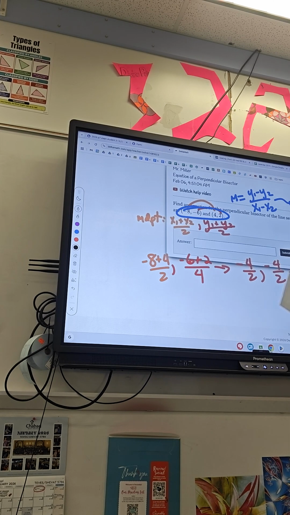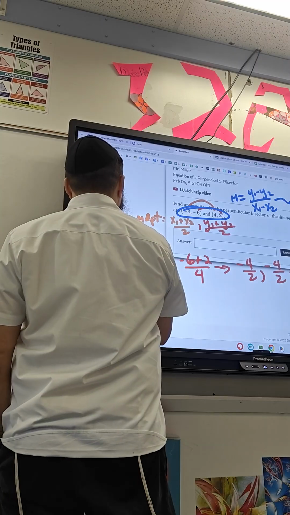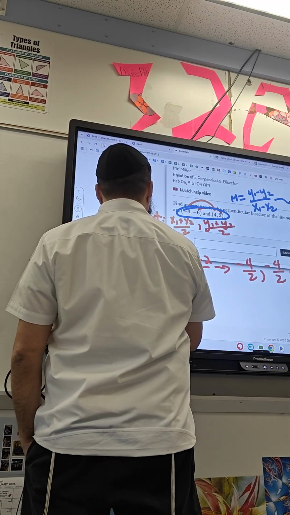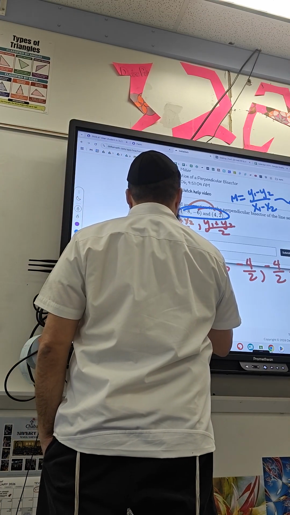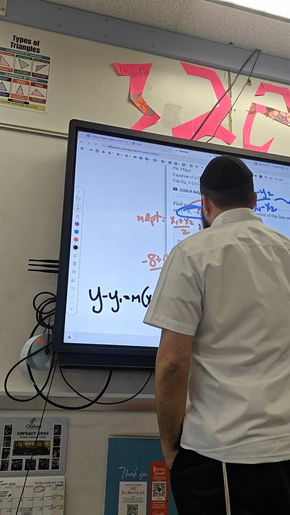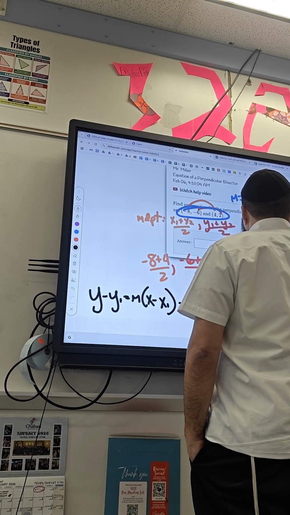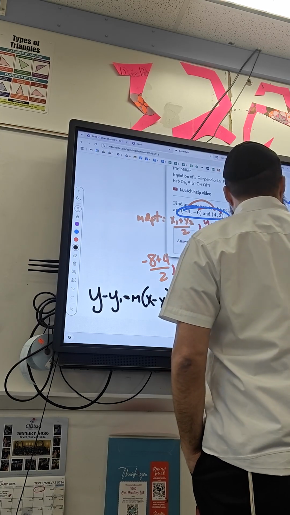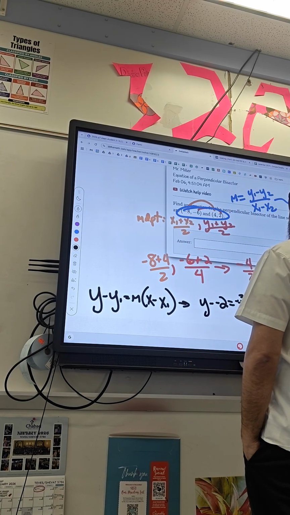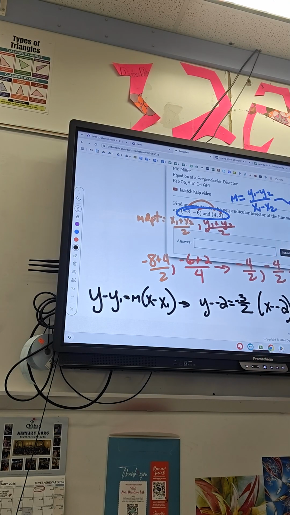The easiest thing to use is point-slope form. Point-slope form is y minus y1 equals m times x minus x1. So I just plug everything in. y minus -2 equals -3 over 2 times x minus -2. So y plus 2 equals -3/2 times x plus 2.